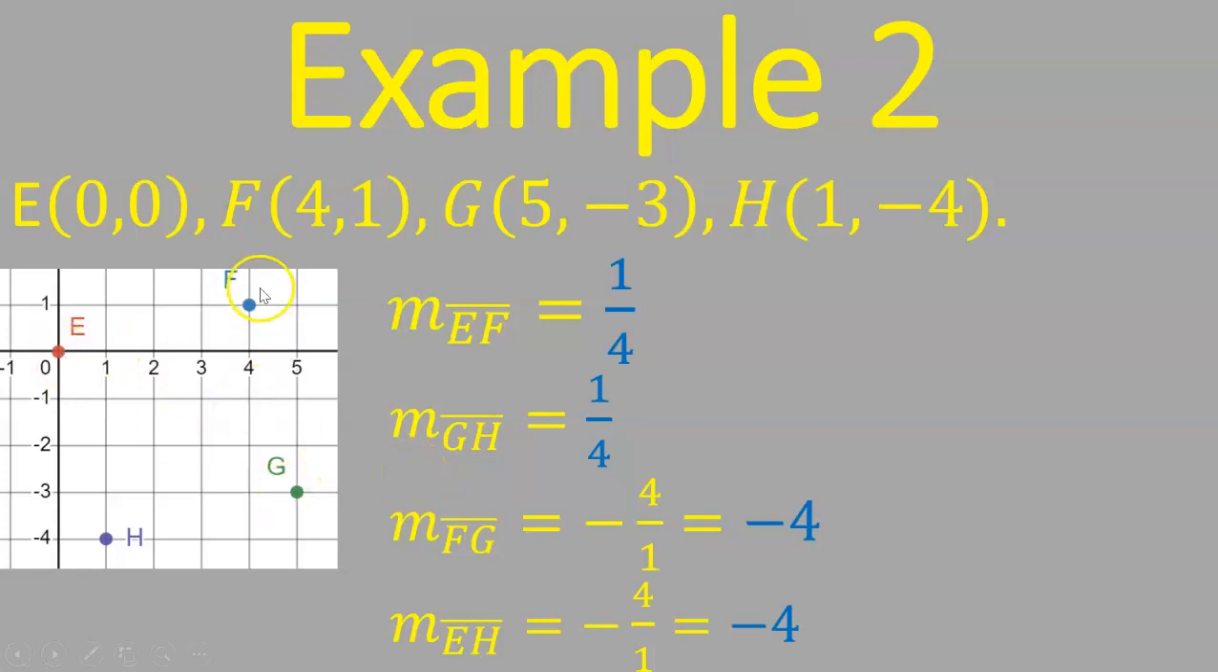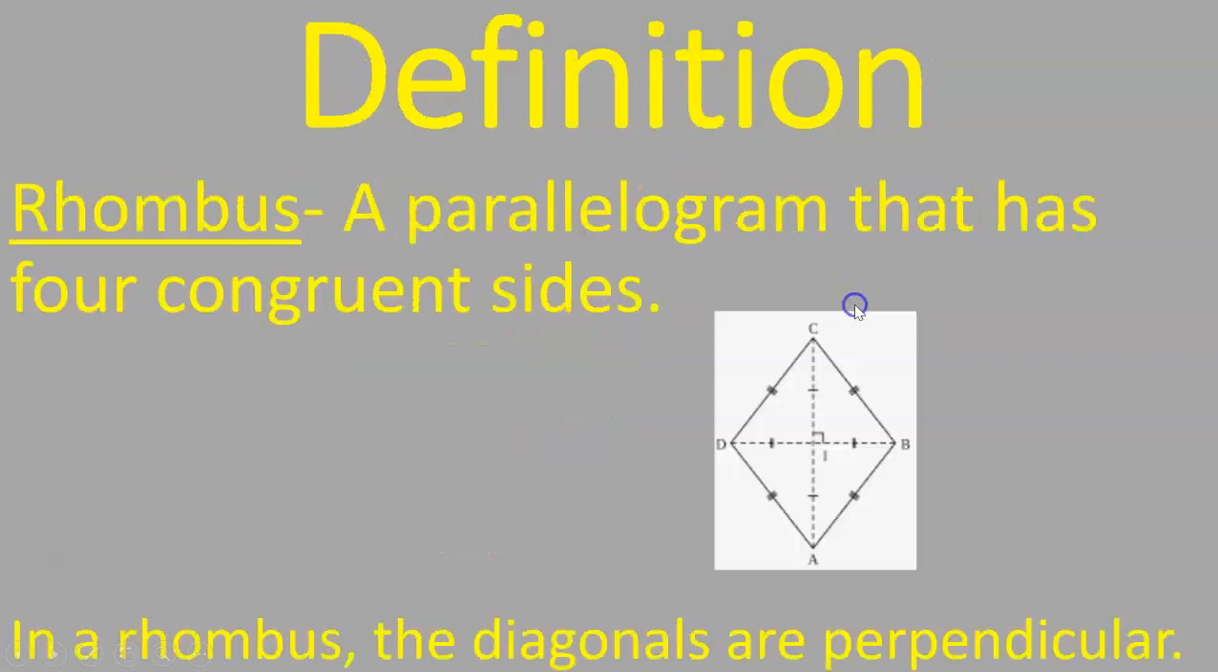Now you could also go for diagonals congruent, but you'd also have to show other things because there's something called an isosceles trapezoid that has diagonals congruent, so that wouldn't quite be enough. Let's look at rhombus. A rhombus is a parallelogram that has 4 congruent sides.